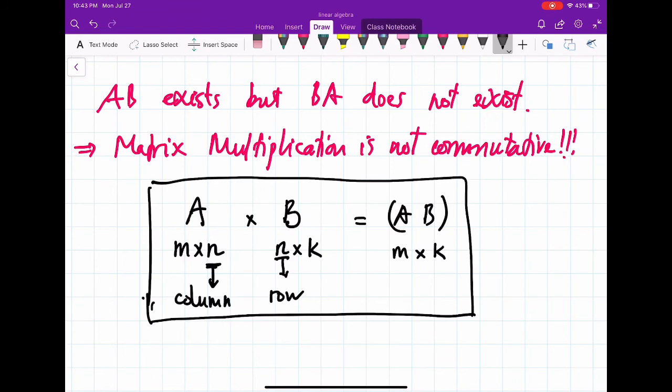Okay? So we learn two things in this. The matrix multiplication is not commutative. It means AB exists, but that does not mean BA exists. And I'll tell you, even when BA exists in some cases, BA and AB are not always equal. That is a problem. Okay? That is very interesting, I tell you.